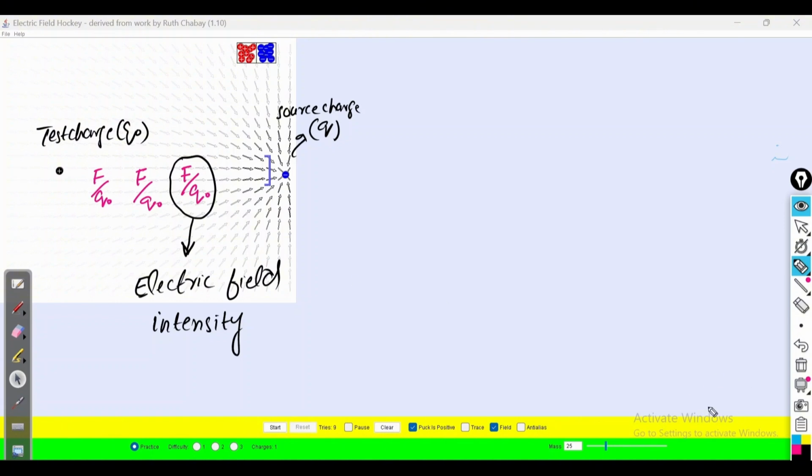In other words, the electric field intensity is increasing as we come near to this source charge. Electric field intensity is the force per unit test charge, and that force per unit charge is increasing as we go near to this negative charge. So we can also say that the electric field intensity is increasing when we approach toward this negative charge.